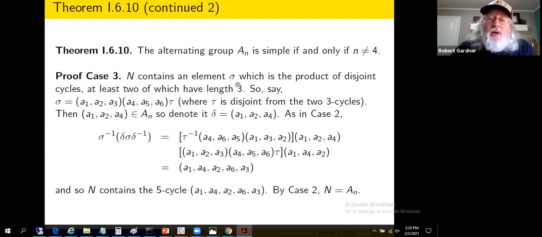So here we've got a permutation that consists of at least 2 cycles of length 3. Say that permutation sigma is this 3-cycle times that 3-cycle times whatever other stuff. So in its cyclic decomposition, it has 2 3-cycles and some other stuff. So take the tau to be disjoint from the symbols A1 through A sub 6. So this is simply what sigma is. Tau is what sigma does to the other symbols. A1, A2, A4, that's in A sub N, right?